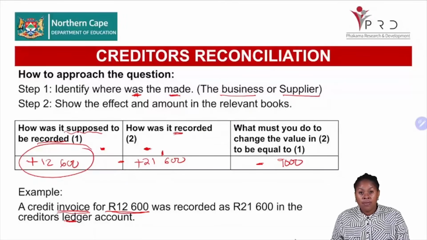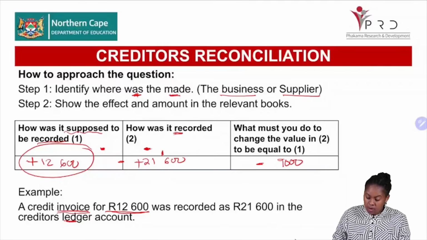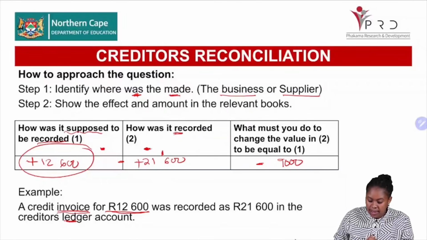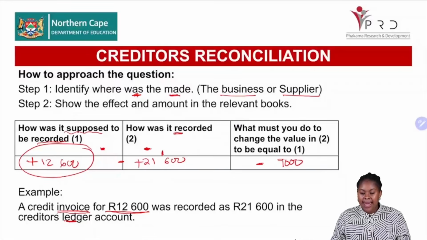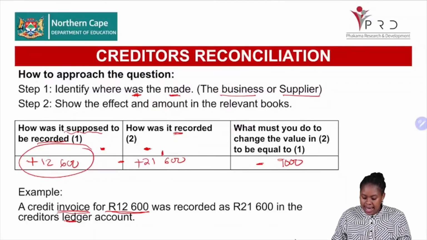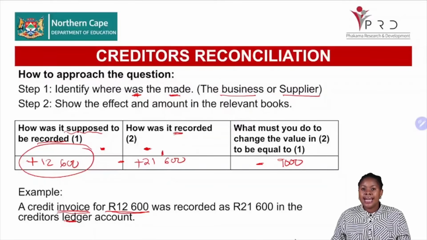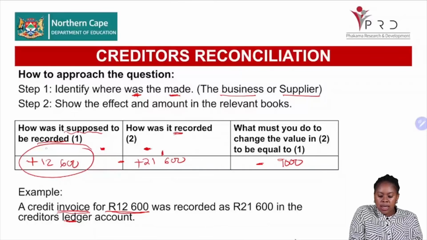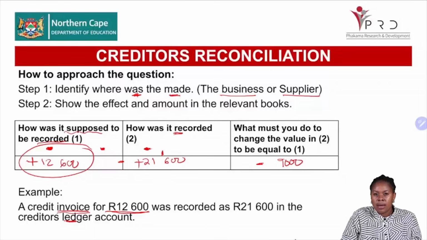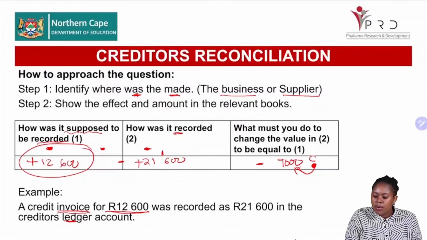Now then, to verify your answer, you take the incorrect amount, you type it into your calculator. You say positive 21,600, all right? There it is on your calculator. And then you subtract 9,000. And then you press equals. Does it give you the amount in column 1? Yes. And therefore, this is what you are going to reflect in your creditors ledger. That's what you need to do.